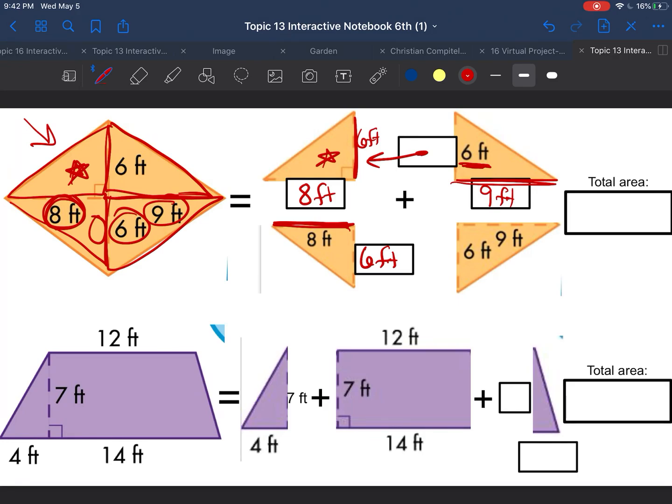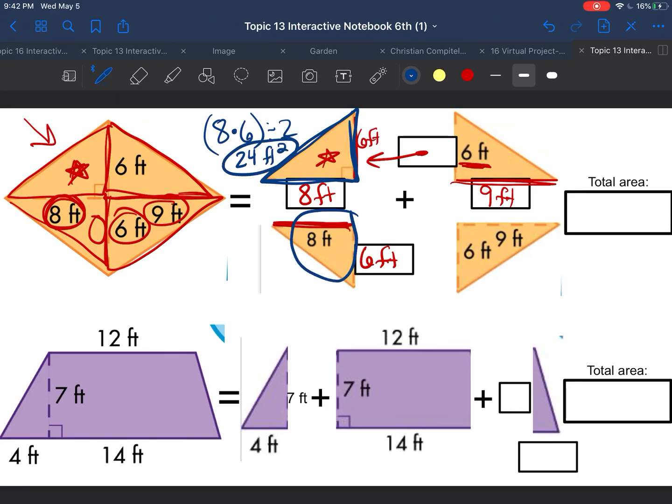Okay, so this first one right here, the base is 8 times 6, the height, and then divide by 2. So the area of this triangle is 48 divided by 2, which is 24 feet squared. So that's the area of that triangle. Now this triangle has the exact same dimensions, so it would also be 24 feet squared.